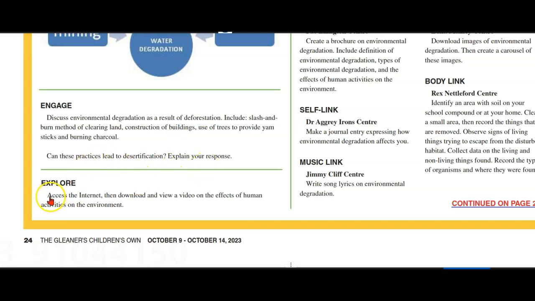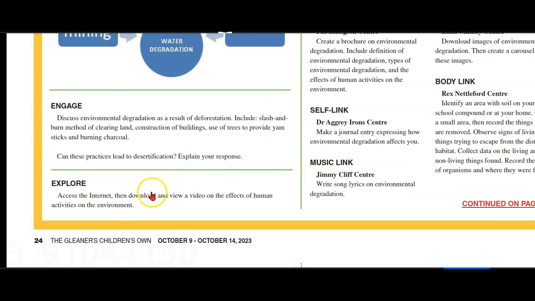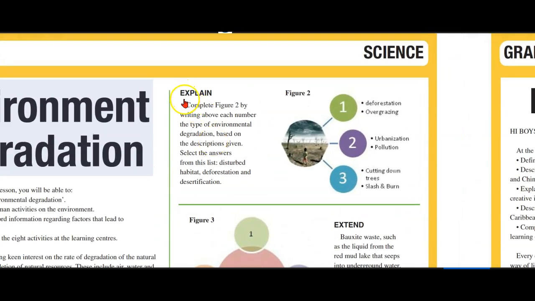So we move on. Explore. It says access the internet, then download and view a video on the effects of human activities on the environment. So again, we are having an impact on the environment. Okay. We continue now. Explain. Complete figure 2 by writing above each number the type of environmental degradation based on the description given. Select the answers from this list: disturbed habitat, deforestation, and desertification.